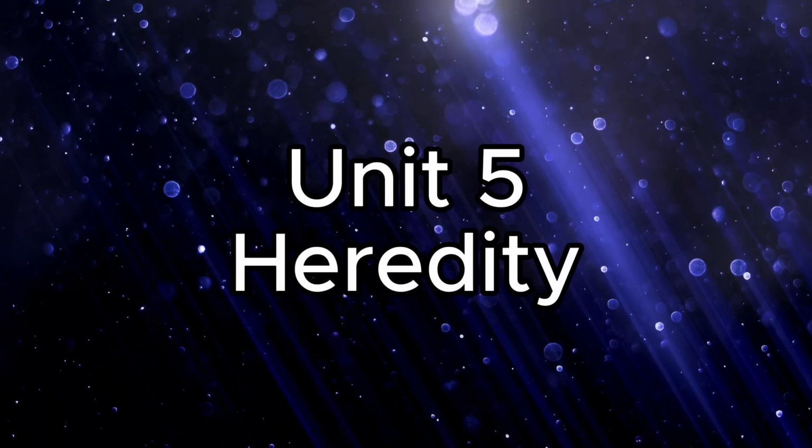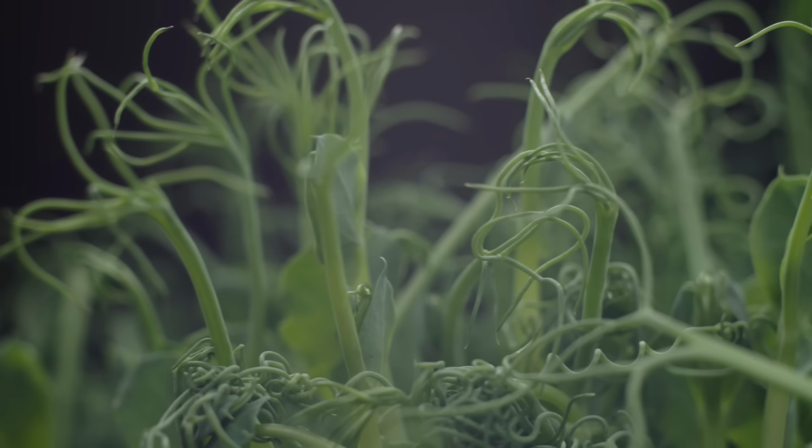We are now more than halfway through the course as we move on to Unit 5, Heredity. This is a jam-packed unit that ranges from meiosis to Mendelian genetics to even more advanced concepts like linkage and chi-squared tests. So let's get going.